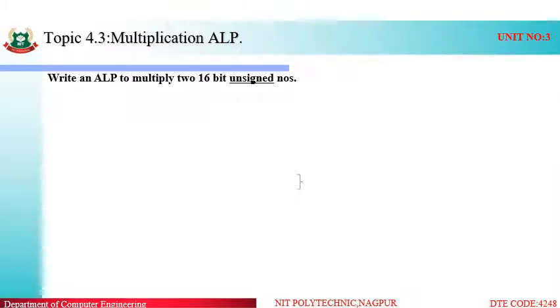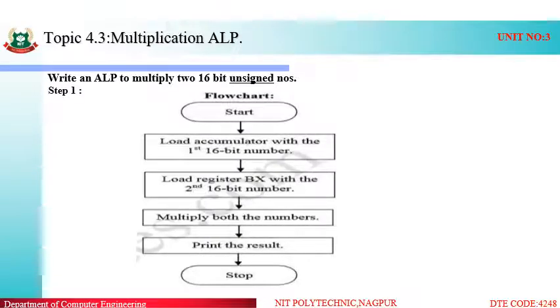Now next we have to take an example to perform multiplication of two 16-bit unsigned numbers. Unsigned means without any sign, means positive numbers. So the logic will be the same except the register structure. We will see that. So in the first case we have to draw the flowchart.